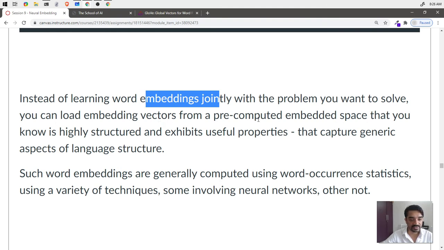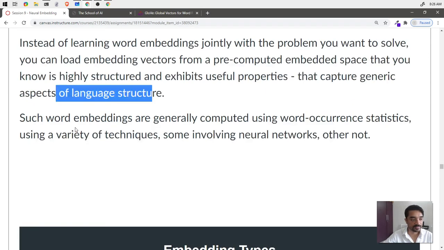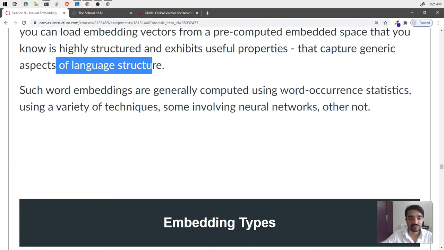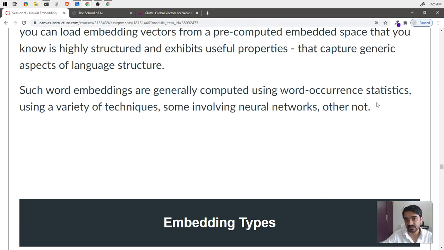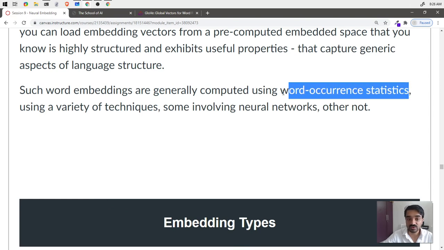You can load embedding vectors from a pre-computed embedding space that you know is highly structured and exhibits useful properties that capture generic aspects of language structure. Such word embeddings are generally computed using word co-occurrence statistics, using a variety of techniques, some involving neural networks and others not. What are word co-occurrence statistics? The n-gram. Right, we go back to n-grams and a few more modifications of that. For example, if you have a bracket starting, it should end somewhere as well, right?